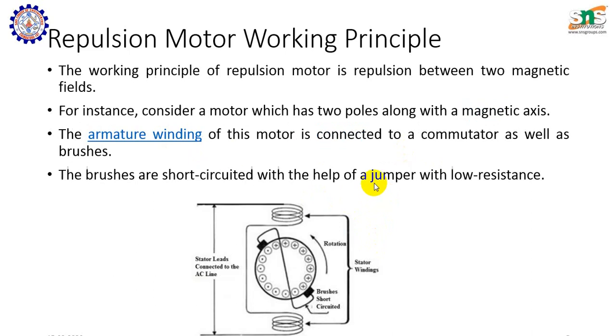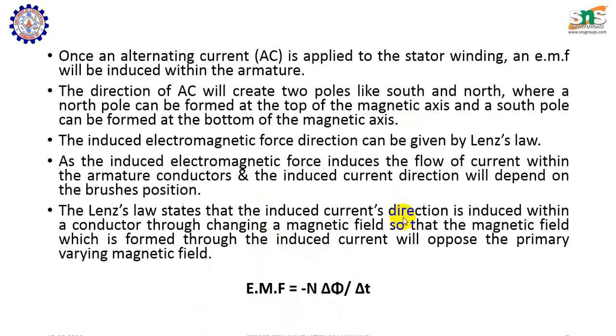The working principle of the repulsion motor is repulsion between two magnetic fields. For instance, consider a motor which has two poles along with the magnetic axis. The armature winding of this motor is connected to a commutator as well as the brushes. The brushes are short-circuited with the help of a jumper with low resistance. This is called a jumper of low resistance.